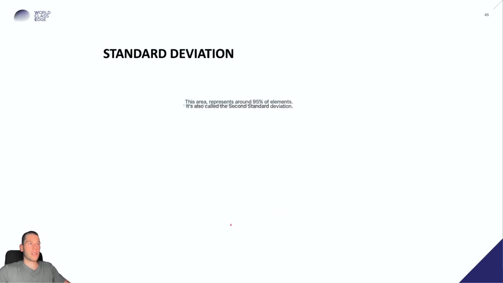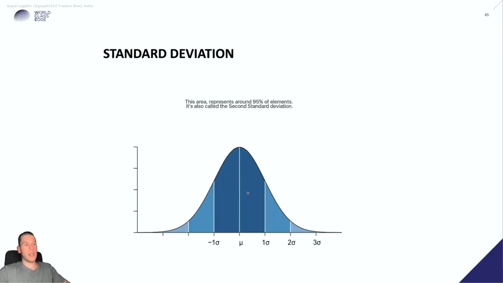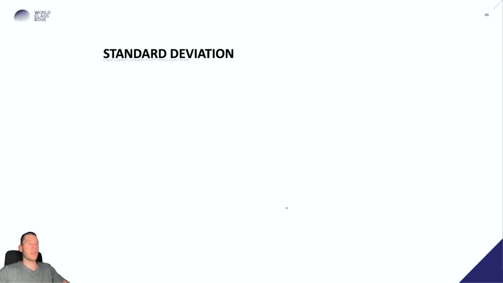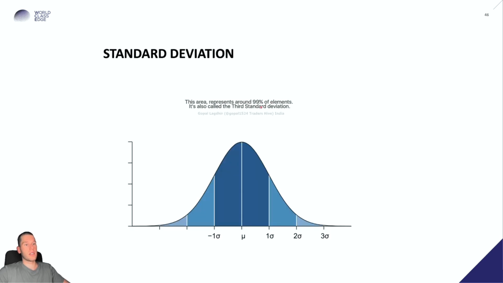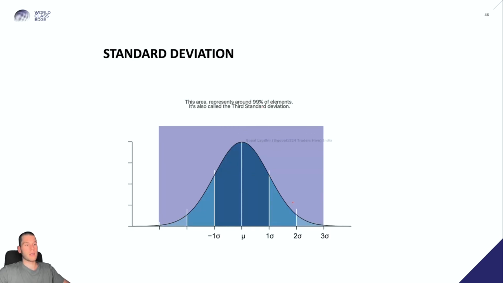Furthermore, we have the second standard deviation that represents around 95% of the elements or of the samples, called second standard deviation, highlighted in purple again. And we have a third standard deviation that represents 99% of the elements, that nearly includes everything except me with 2 meter height, but sometimes it may be good, sometimes it may be bad.